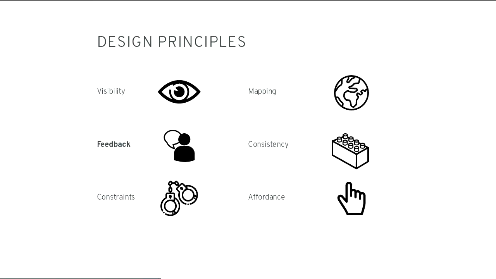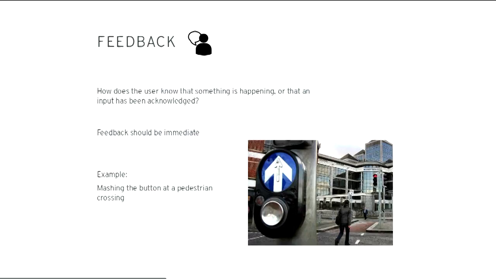The next one is feedback. Feedback is you have to tell people what happened or what is happening. How do they know that what they've done has actually affected the system in any way? It also should be immediate. If there's a delay, then it's less easy to attribute that feedback to what you just did.